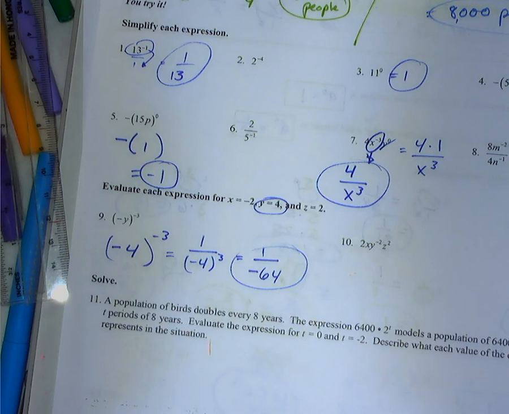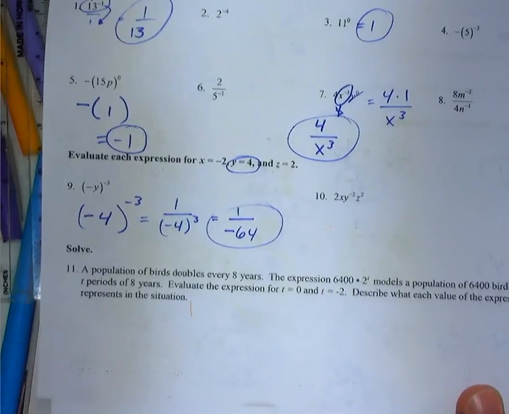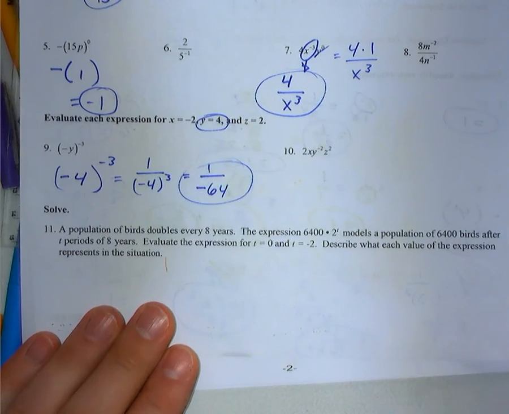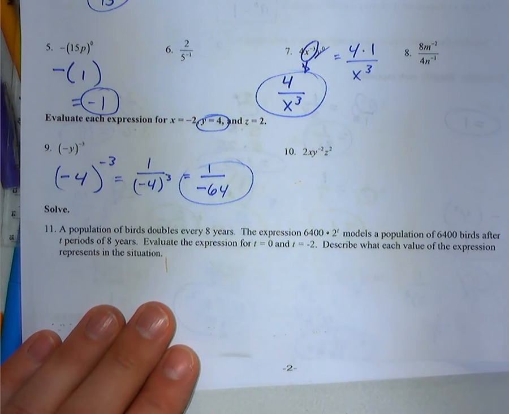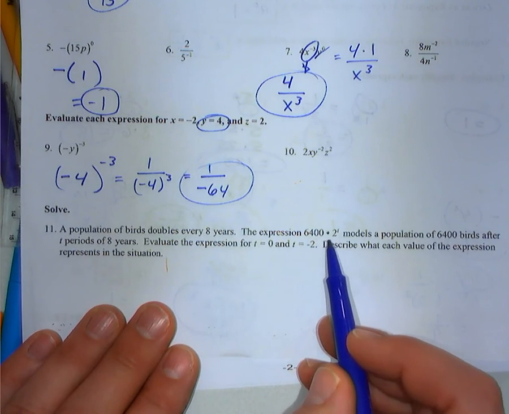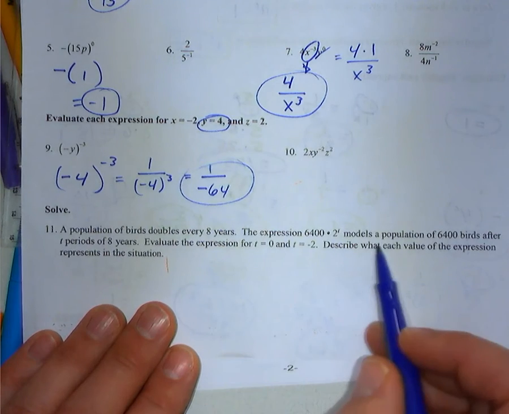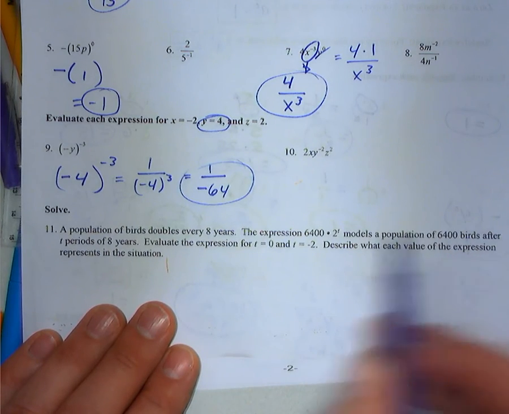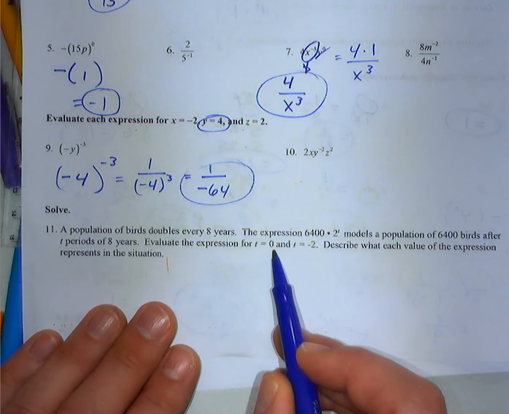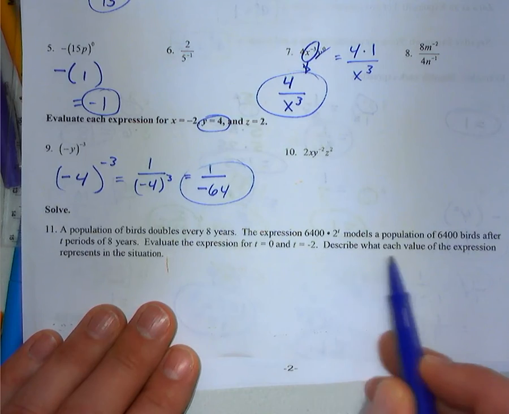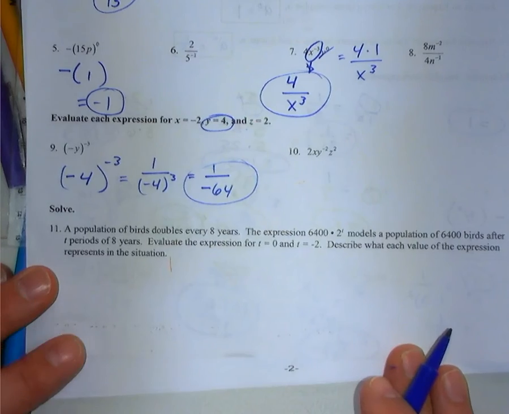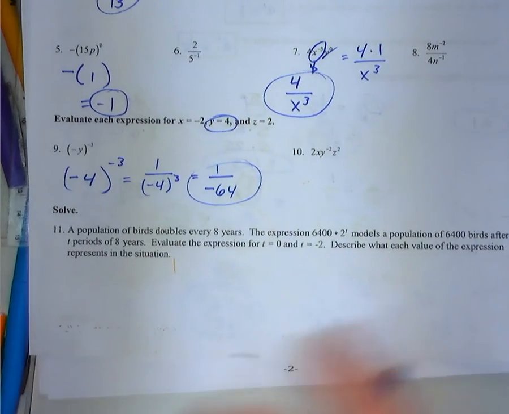So as I take a look at number 11, let's look at number 11 before we let you finish up with homework and ask questions. It says a population of birds doubles every 8 years. So the expression is 6,400 times 2 to the t, which models a population of 6,400 birds after t periods of 8 years. So it says evaluate this where t is 0 and where t is negative 2 and describe what each value of the expression represents.